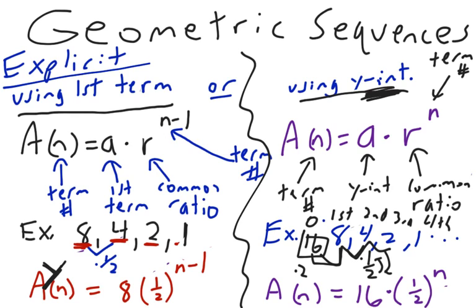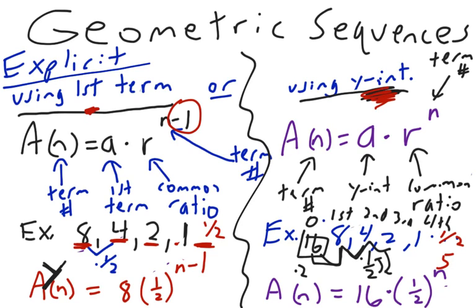And let's say if we plugged in a 5 there. If we wanted to find the fifth term, we could plug in a 5. So 1/2 to the 5th power would be 1 over 32. And then 16 times 1 over 32 would still give us 1/2. So that's the same thing we got over here. We got 1/2 for the 5th term. So really the two methods are really similar. It's just the second method uses the Y-intercept. The first method, you just have to use the first term, but you have to remember to subtract 1.